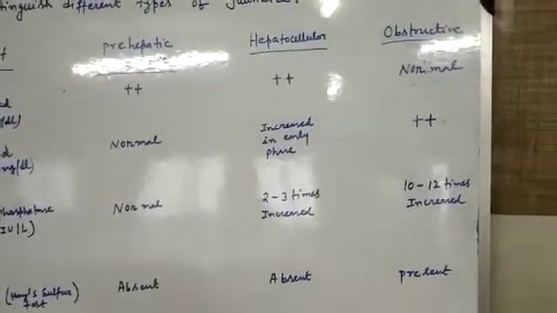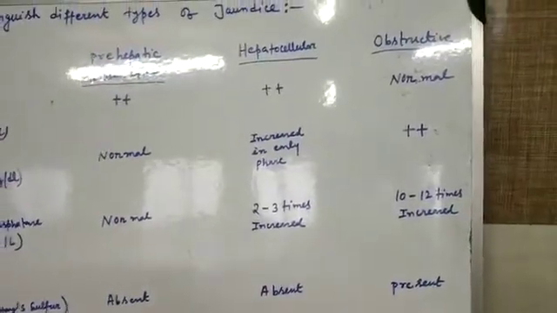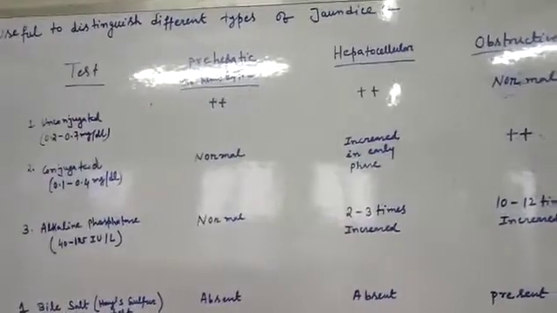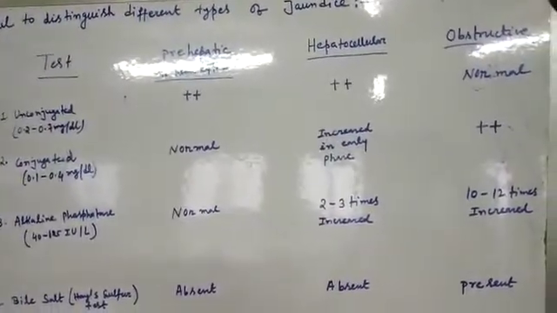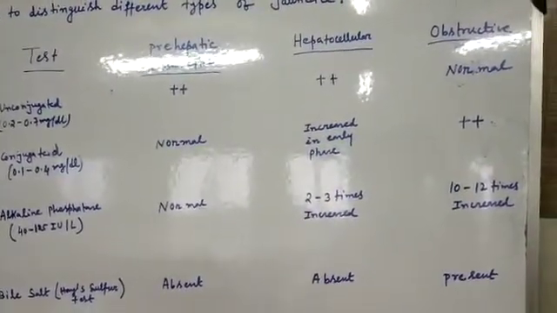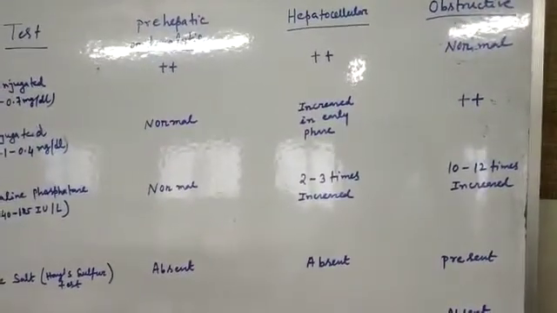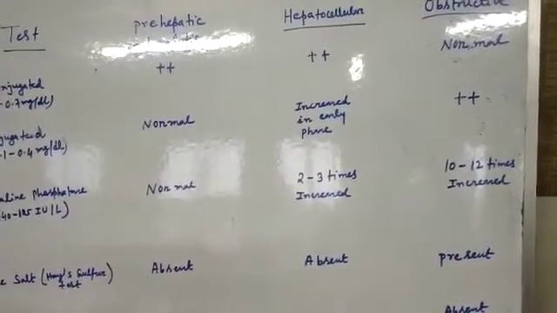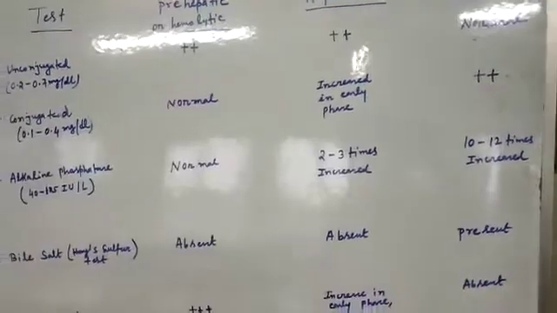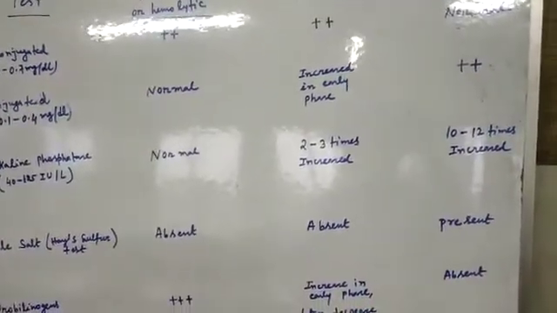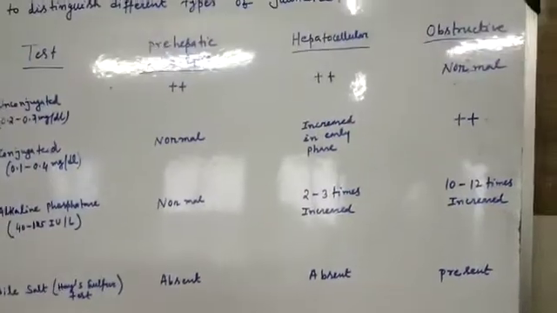What will be the picture in case of obstructive jaundice? Unconjugated bilirubin will be normal. Conjugated bilirubin will be high. Alkaline phosphatase will be very high, 10 to 12 times of the normal range. And bile salt will be present in case of obstructive jaundice.